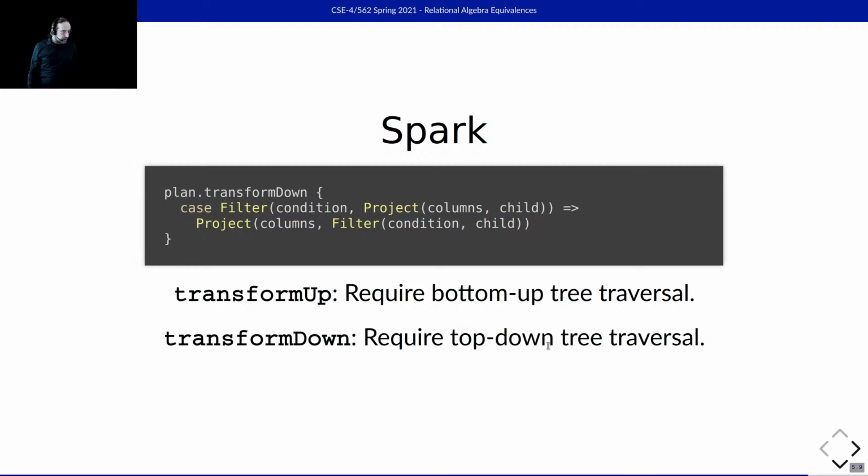So in this particular case, because we're always going to be creating new opportunities for transforming below the current node, transform down is actually going to allow us to fully push the filter down to the bottom of the tree, or at least as far as it'll go, in a single pass, whereas transform up would require us to do multiple passes. Essentially, each time we'd push things down once. If you just say transform, you're essentially leaving it up to Spark to decide which of those two you want it to do.